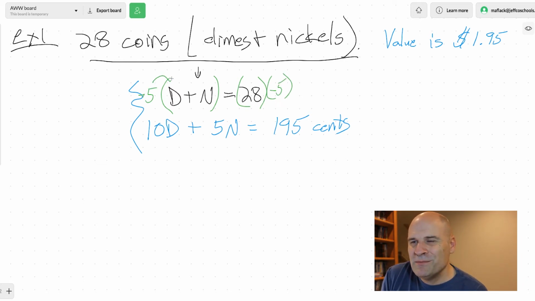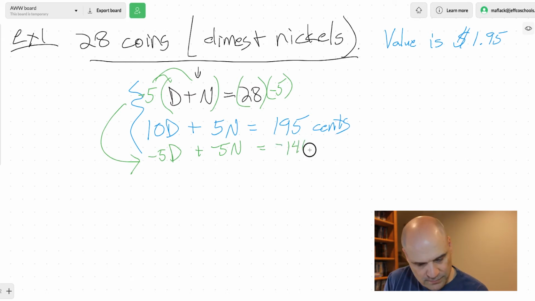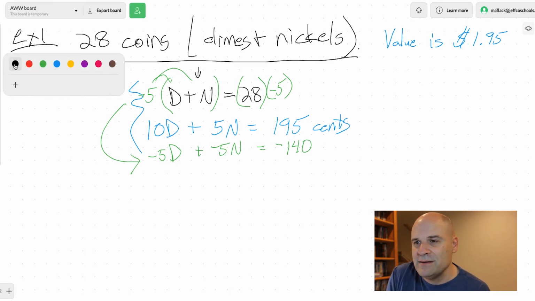Now, why do we do that? Well, if you didn't figure it out already, you'll see in a second here. So let's simplify that out. We're going to rewrite it here. So negative 5 times d is negative 5d. And then negative 5 times n is negative 5n. Then you multiply 28 times 5, and you get negative 140. Okay? So now what happens? Add these two equations together, because you can always add equations together.